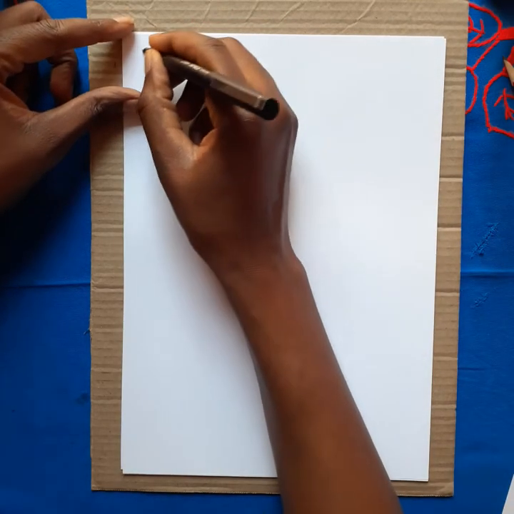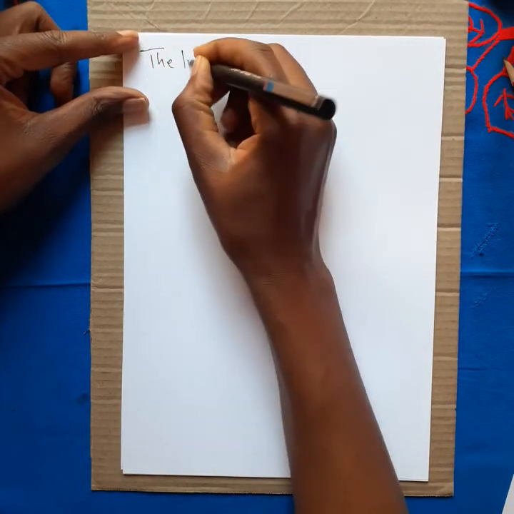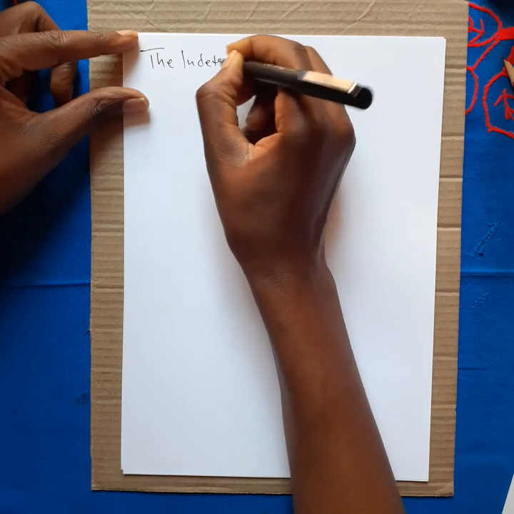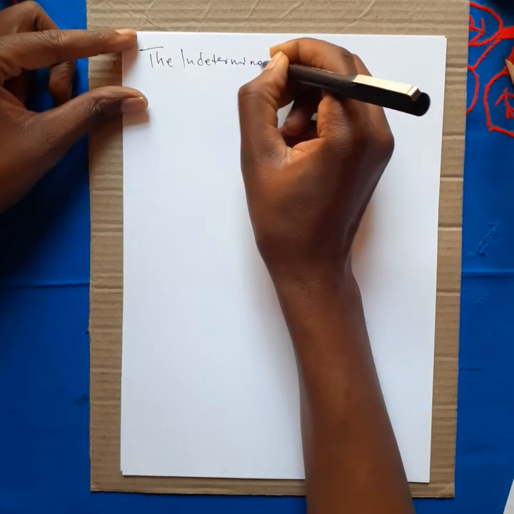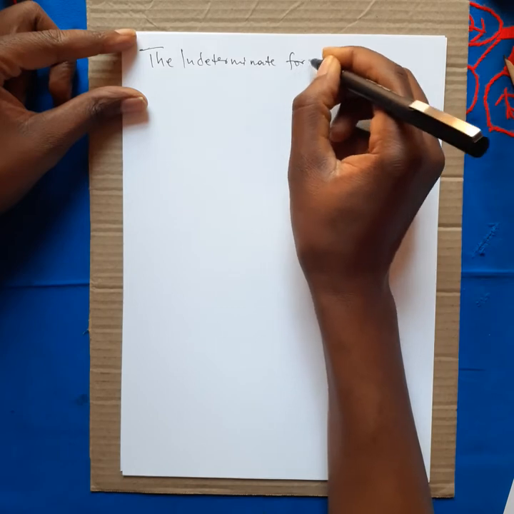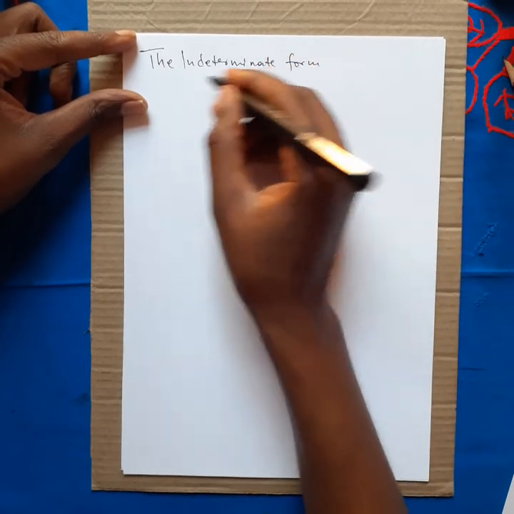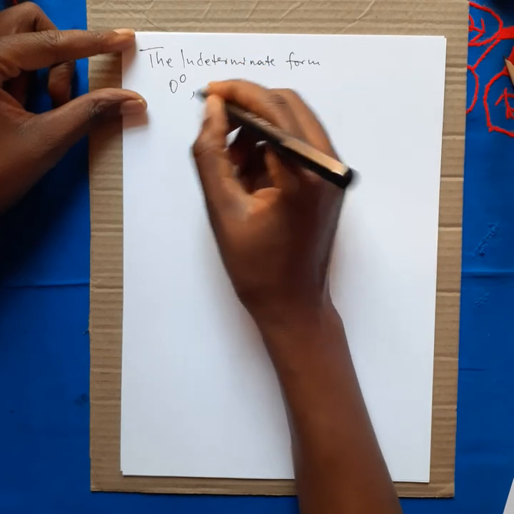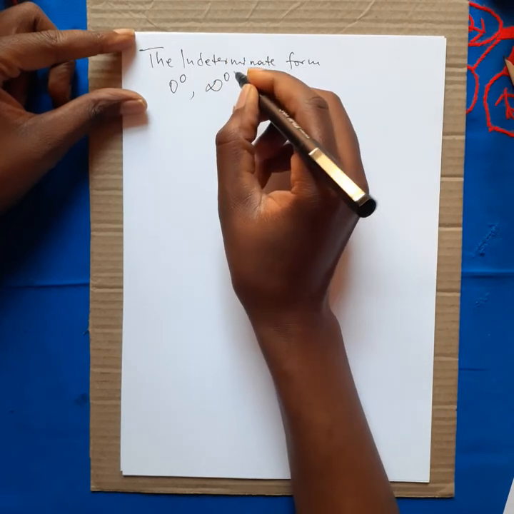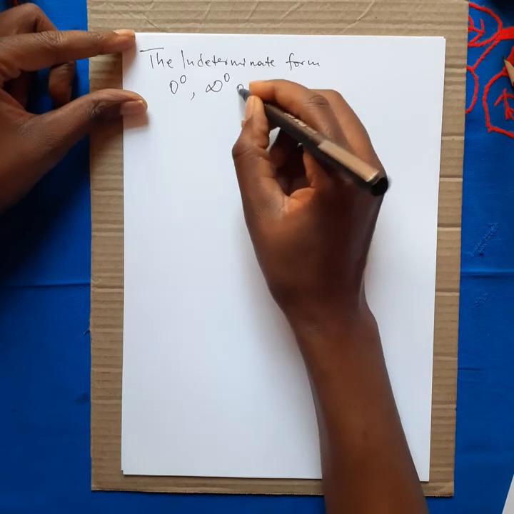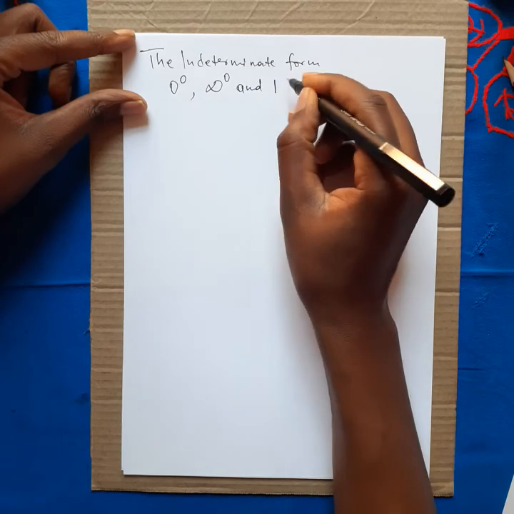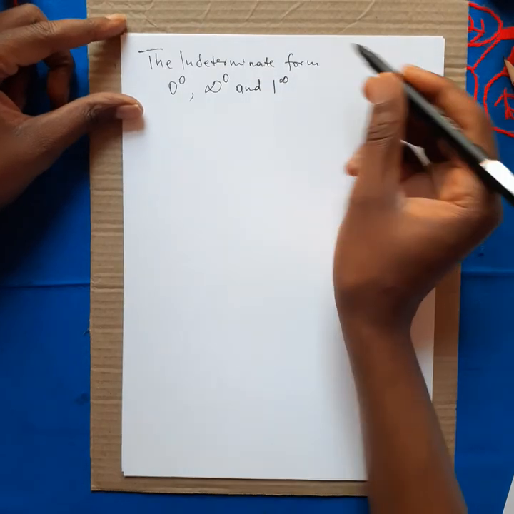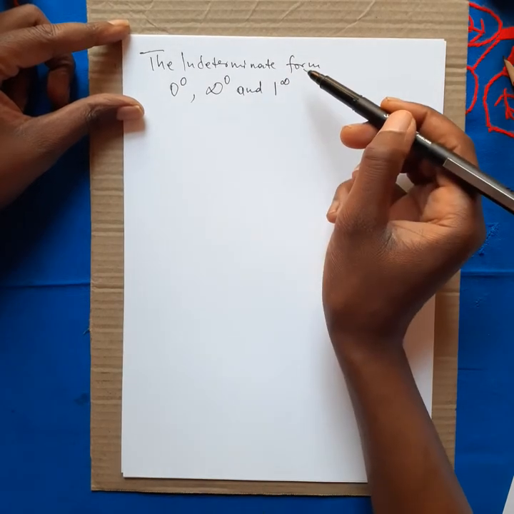Lastly, let us look at the indeterminate form, either 0 raised to the exponent of 0, infinity to the exponent of 0, and 1 to the exponent of infinity. All these are indeterminate forms.